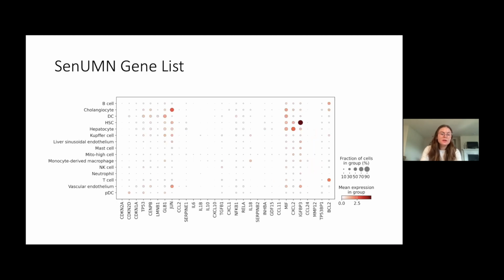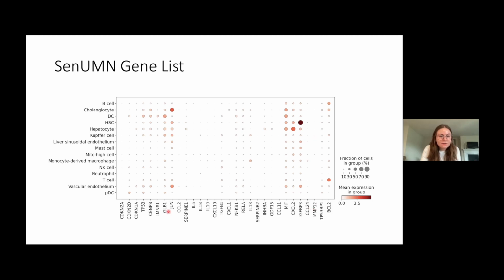And then finally, we wanted to compare our single cell data to the SenU of M gene list. This is a gene list created by the University of Minnesota to study senescence, and it is just common genes that we see and that we study. We can see this here on the x-axis, and on the y-axis we have the cell types that we found in our single cell experiment. The dot size represents the fraction of cells within each cell type expressing the corresponding gene, and the color intensity reflects the average expression level of the gene in the corresponding cell type.